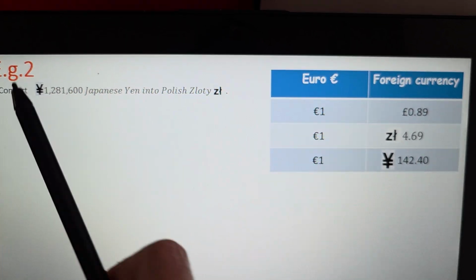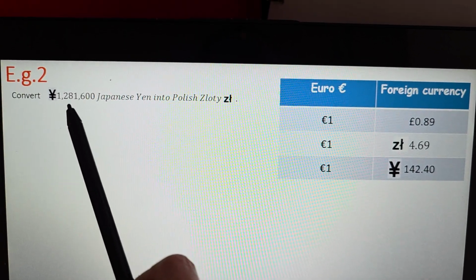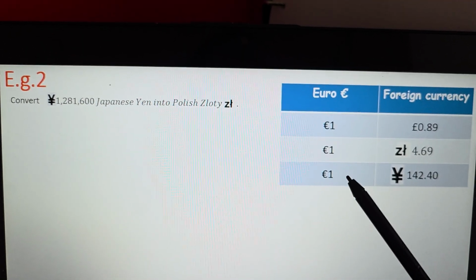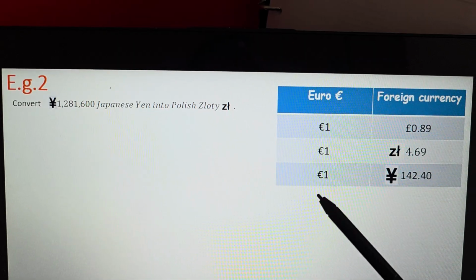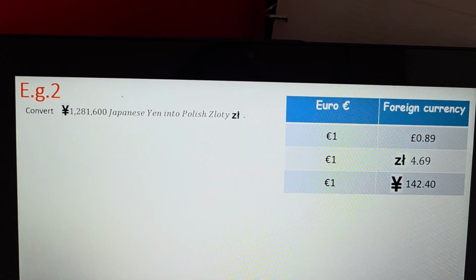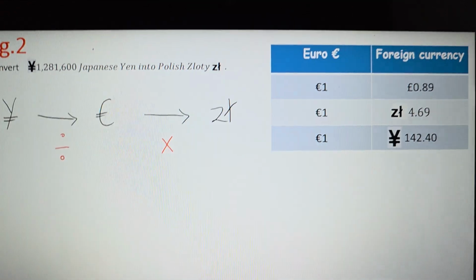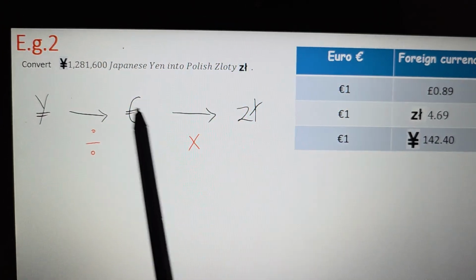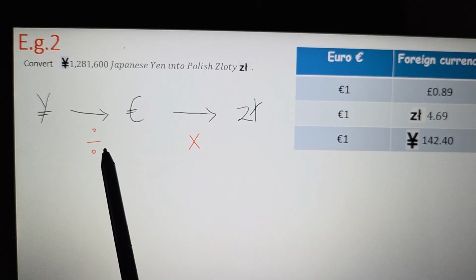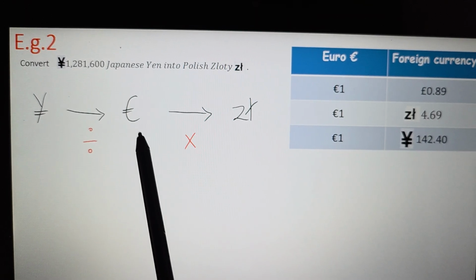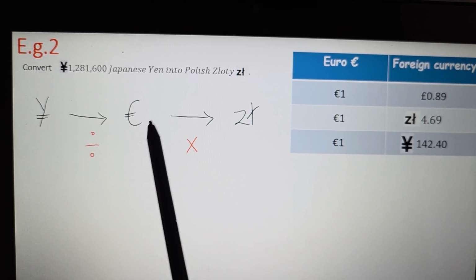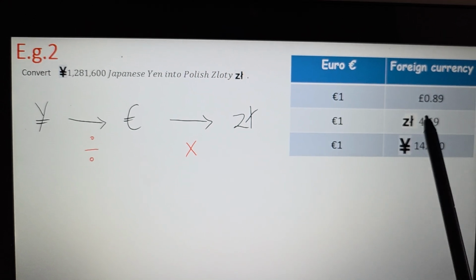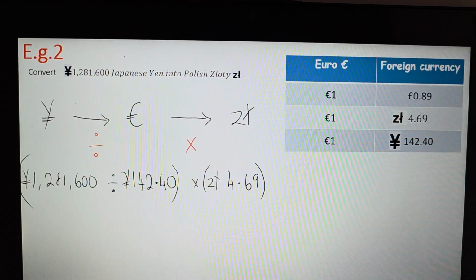So what you're going to have to do is convert the Japanese yen figure into euros first, and then when you have it in euros, you can convert the euro amount into zloty. Okay, so it'll be 2 calculations. If I convert the yen amount into euro, foreign currency into euro, we're going to be dividing. And then when I have that answer, it'll be in euros. So then I'll want to convert euro into zloty. So euro into foreign currency, I'll be multiplying by the euro to zloty exchange rate.